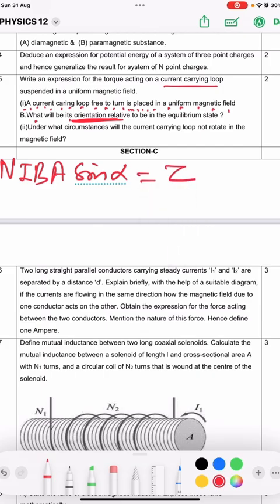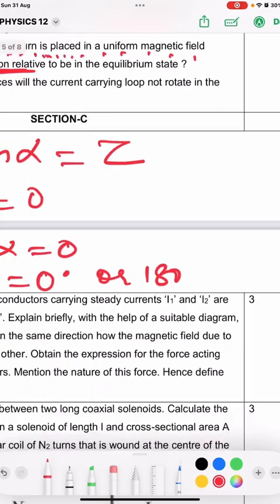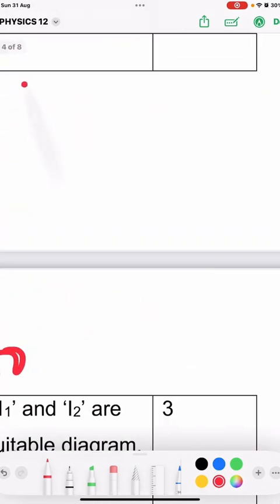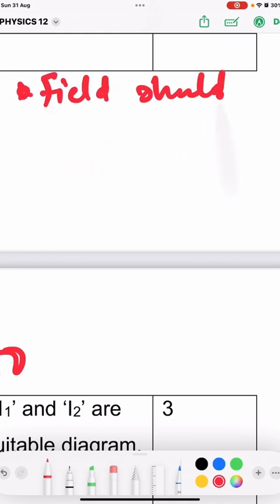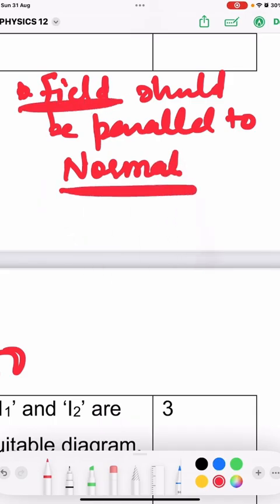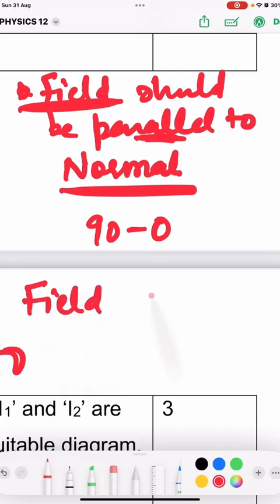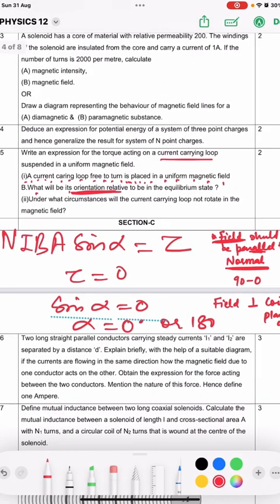For this is torque, and to be in equilibrium, torque should be 0. That is sine alpha should be 0. That is alpha should be 0 or 180. So we can take 0. So alpha should be 0 or 180. But alpha is the angle between field and normal. So you can write field should be parallel to normal, but orientation is asked, so you should tell in terms of field and this coil. So because field is parallel to normal, so you have to do 90 minus 0. So field should be perpendicular to coil. Yeah, you can say plane of coil. So this is how it was supposed to be told.